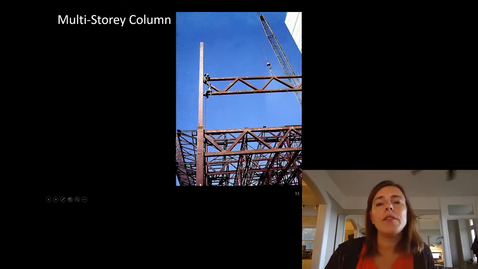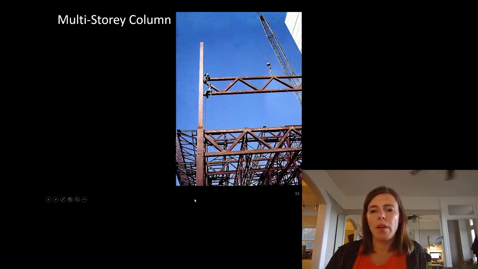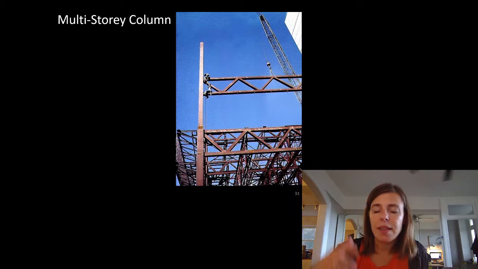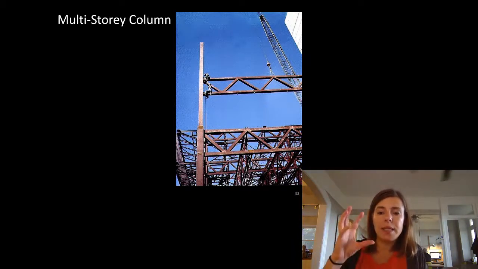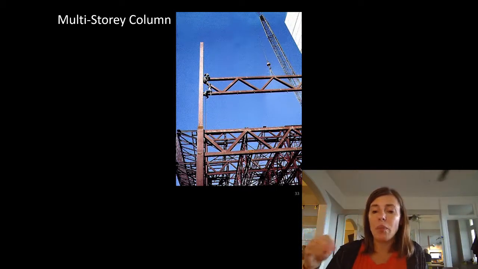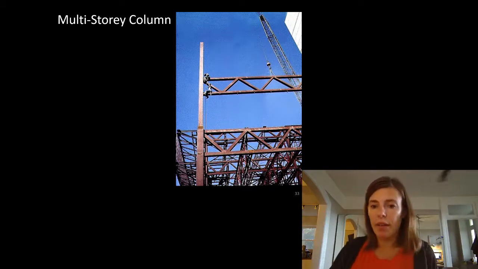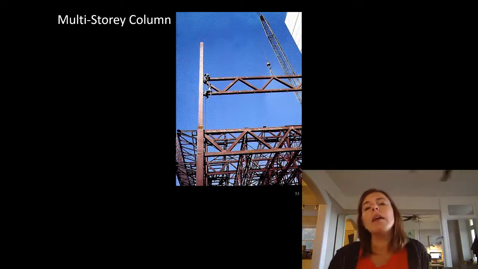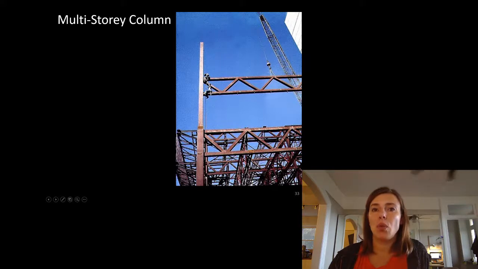Multi-story column. Often if we're erecting steel, if we can keep it as one piece, that's one less thing we have to erect. So if we can take two things and make them one piece, it makes it easier to erect or quicker to erect. So piece count can have a big part of the cost of steel as well. So one of the places that can come in really handy is multi-story columns.